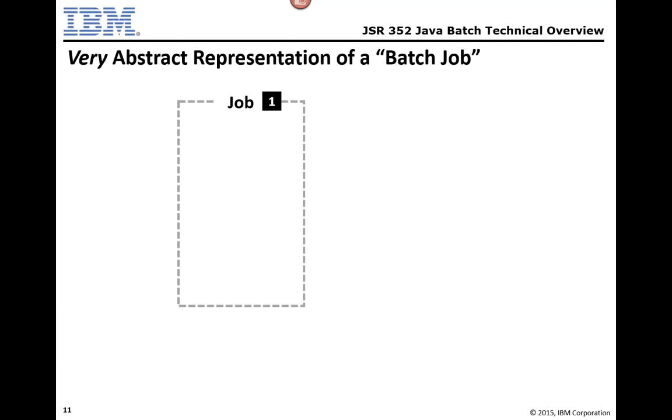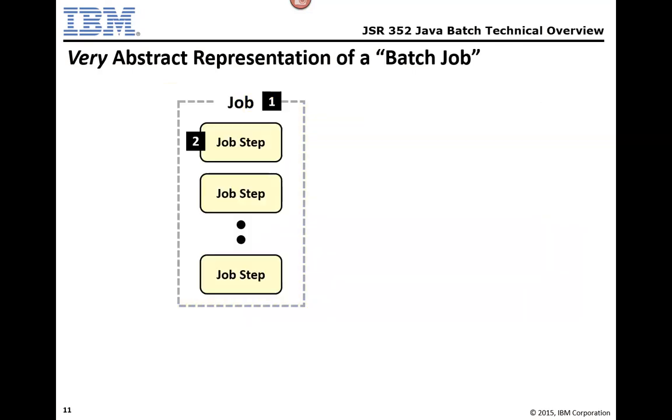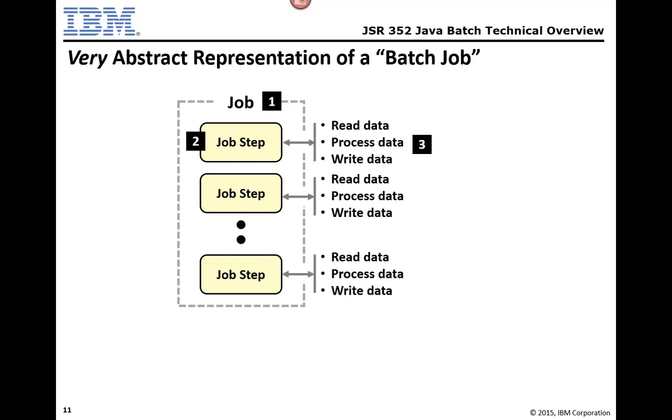Let's step back and look at a batch job from a very high level. This will help set the stage for our discussion of JSR352. We start with a batch job. A job represents all the work related to a given batch processing requirement. Jobs contain job steps. A step represents a portion of batch processing that takes place within the overall job. A job may contain one step or many steps. At a high level, a job step does three things. It reads in some data, it processes that data, and then it writes out the resulting data.